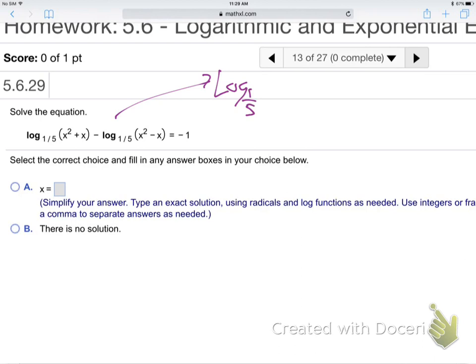The base is a 5th. There's a minus in the middle. So what am I going to do when I go from 2 logs to 1 log? Divide. Right? Because subtraction becomes division. Good so far? Went from 2 logs to 1 log, right? 2 logs subtracted is 1 log divided. Is that good there?